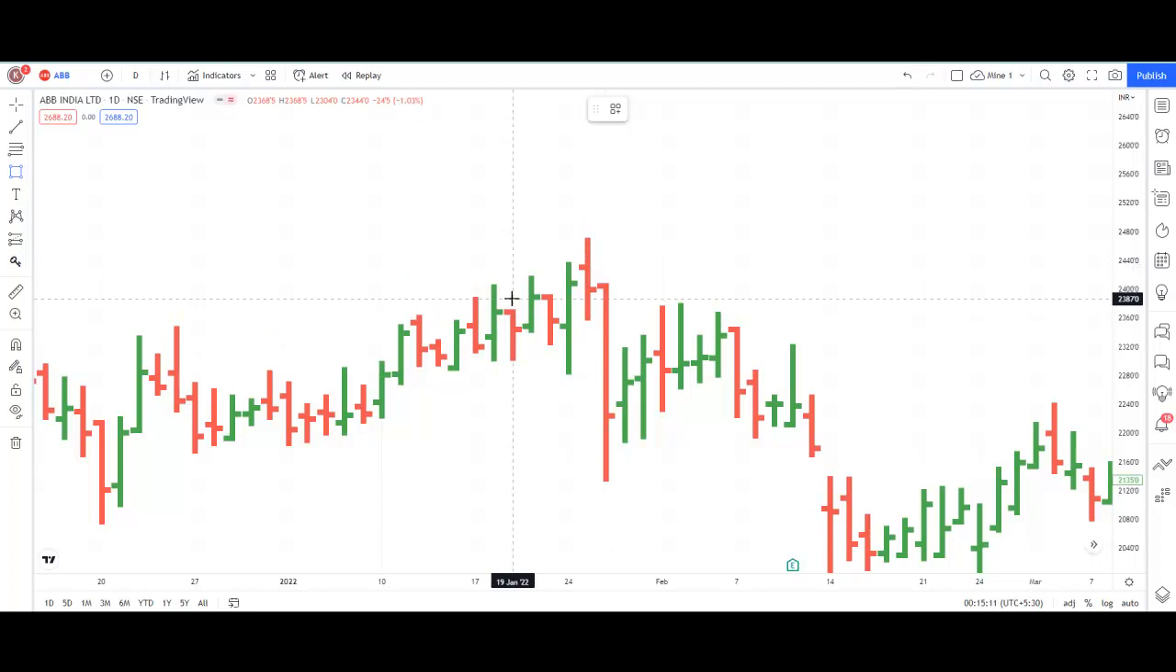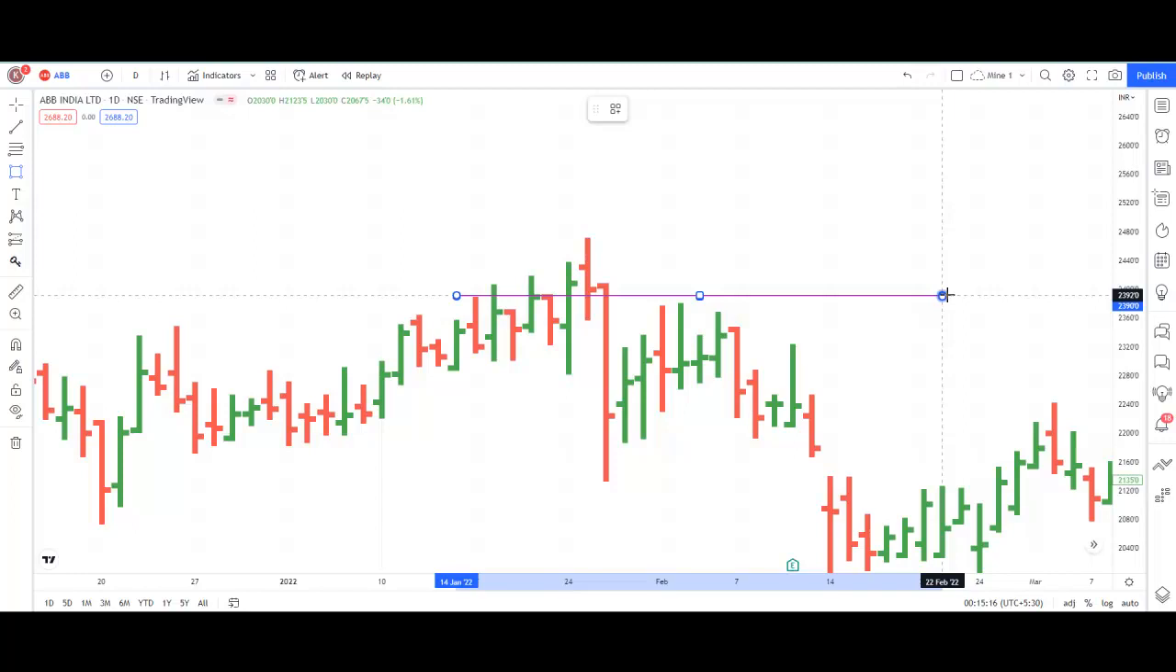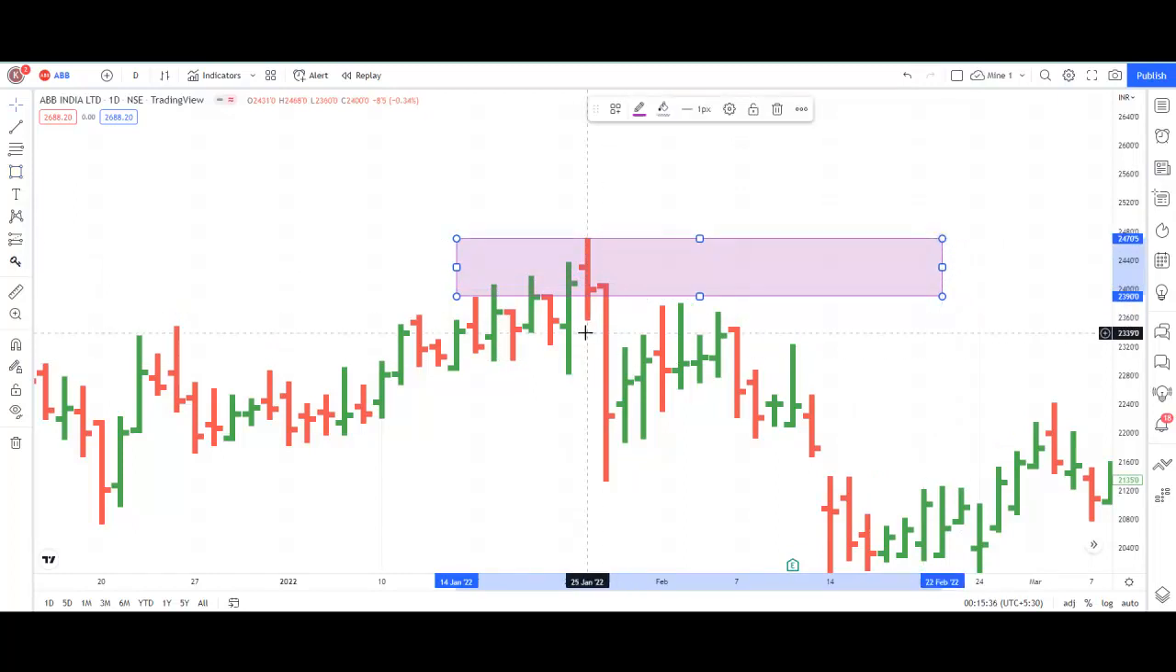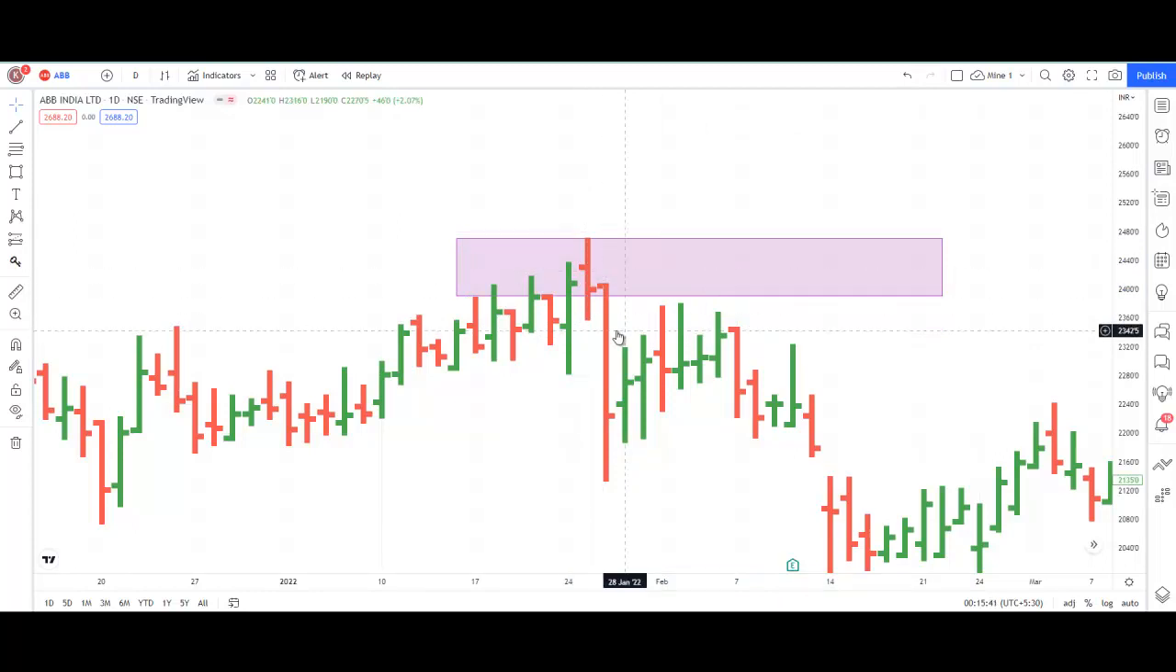So let me draw a line here where the price rejection happened, or where the last price was acceptable, and any price above this price was rejected. So the prices went up to this level, went up to 2468 but got rejected. So our last acceptable price was 2389.